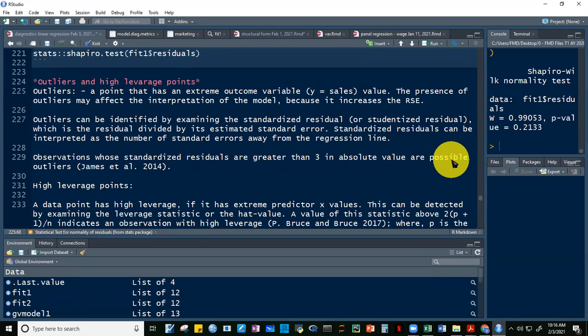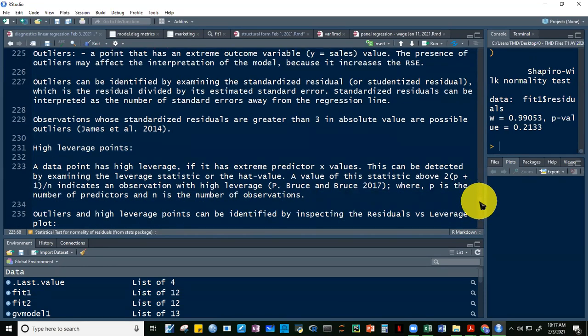Paano natin hinahanap yung outliers? Ang ginagamit, guys, yung standardized residuals or the studentized residual. It's the value of the residual divided by the estimated standard error. Okay. So by definition lang yan. Ang rule of thumb, observations whose standardized residuals are greater than 3 in absolute value are possible outliers. Pag mas mataas yun ng 3 yung standardized residual natin, possible na outlier.